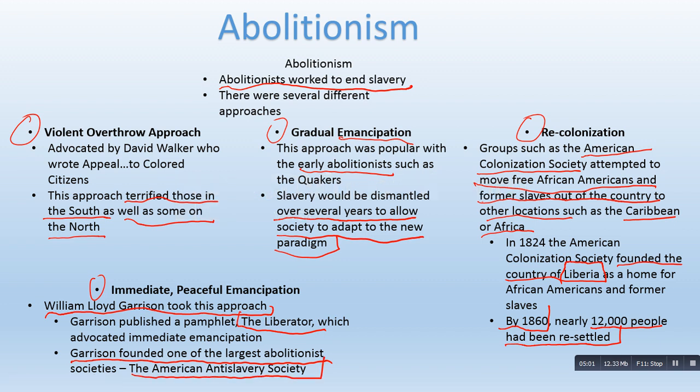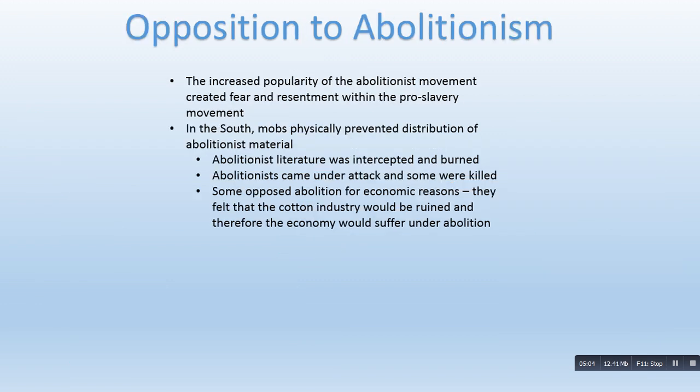Believe it or not, there were people who were opposed to abolitionism. This was not a very well reasoned argument, but the people opposed to abolition were really reduced to physical violence, and their arguments didn't really have much moral weight at all. So what they really had to do was intimidate people. They physically prevented distribution of material: abolitionist literature was intercepted and burned. Anytime we talk about book burning, that is never a good thing. Some abolitionists came under attack, and even some were killed.